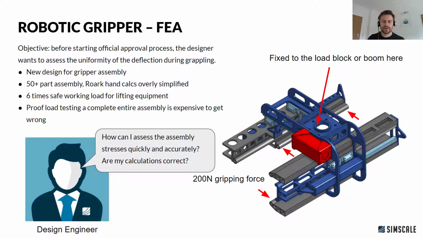So the case that we're going to look at today is a robotic gripper, and we're going to look at an FEA analysis of this focused on an early stage type analysis that perhaps a design engineer would conduct. The objective is that before starting an official approval process, the designer wants to assess the uniformity of the deflection during grappling of the load.